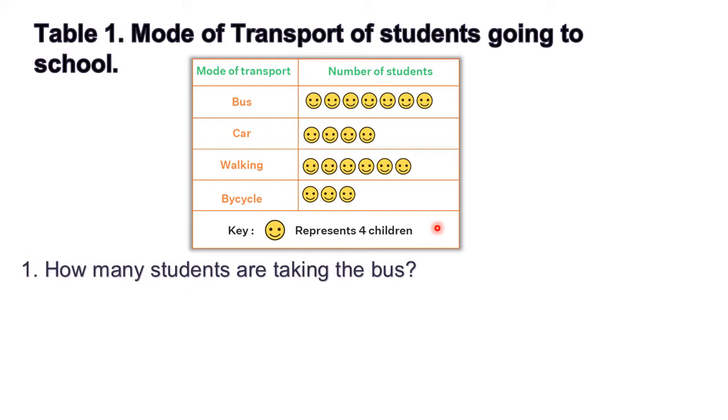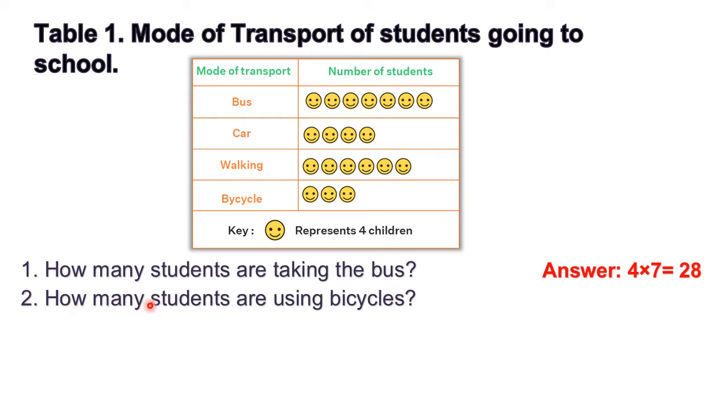How many students are taking the bus? So we have this bus. Each smiley represents 4 children. So 4, 8, 12, 16, 20, 24, 28. Or simply, there are 7 fours. That means 4 multiplied by 7, we have 28. Number 2. How many students are using bicycles? So we have 4 times 3 equals 12. Okay? Are you with me?